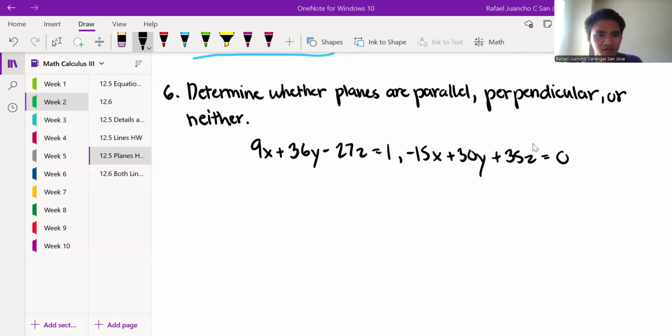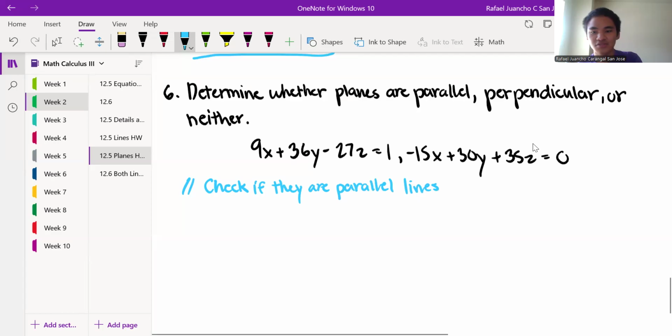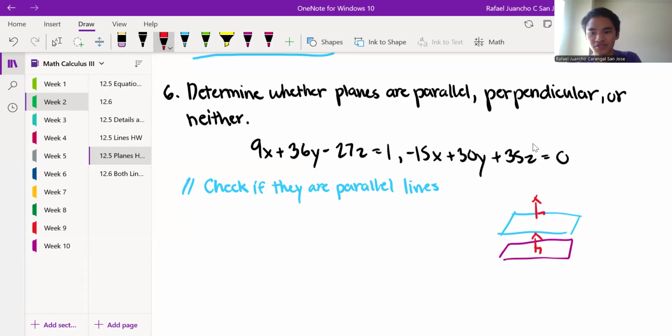Okay, so let's see. First we check. Actually, the simplest one to check is if they're parallel. Check if they are parallel planes. The easiest one to check. How do we know they're parallel planes? If they're parallel, then their normal vectors are pretty much the same. The same or similar. One could be longer, one could be shorter, but they have the same direction. Their distances could be different, but they have the same direction.